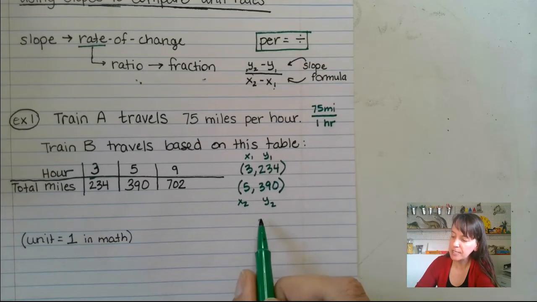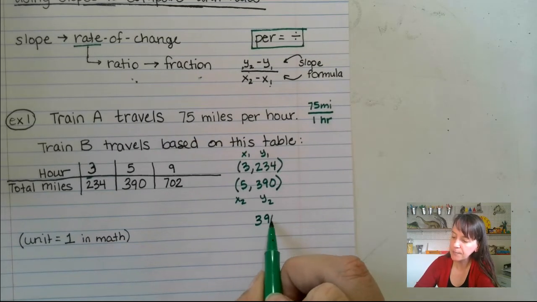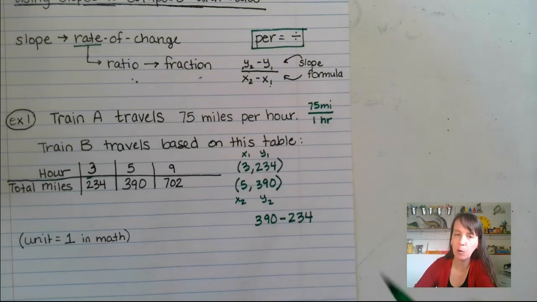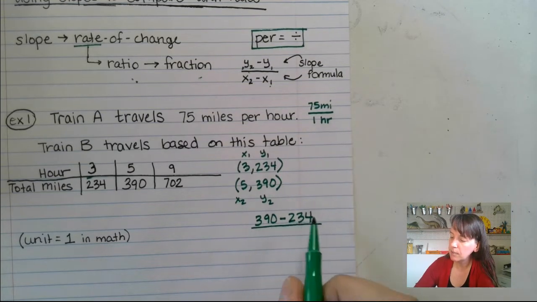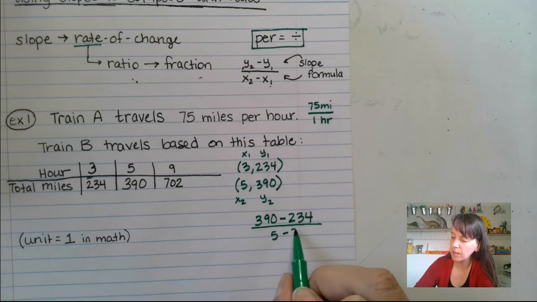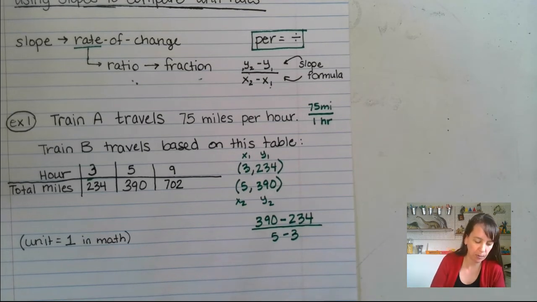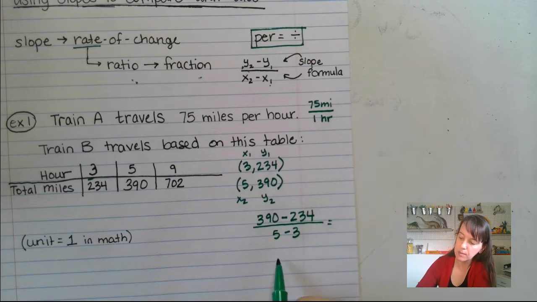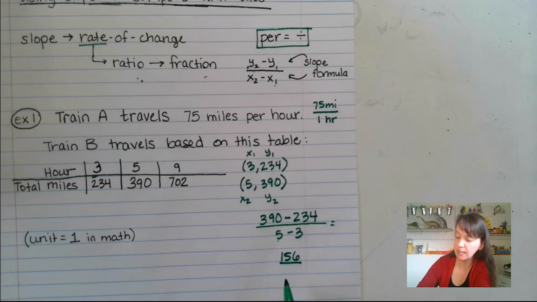So what we're going to do is take 390 minus 234, that's our y2 minus our y1, over 5 minus 3. 5 minus 3. All right, let's take a look at that. We've got 390 minus 234. That's going to give us 156. So stack it right here. 156 over 5 minus 3 is going to give us 2.